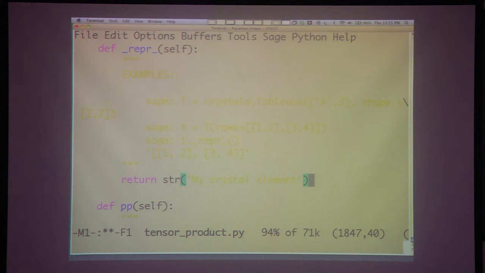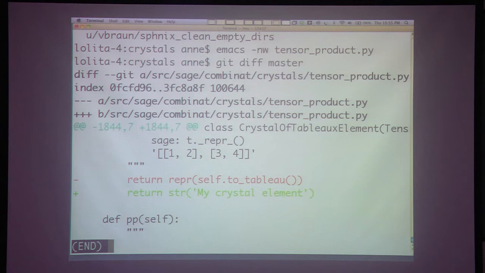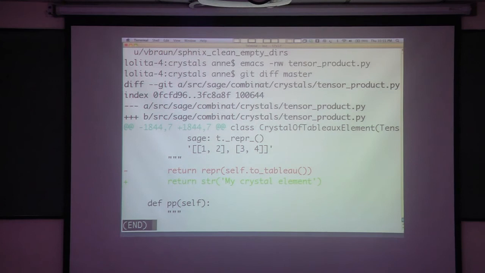So yes, we are saving this, and we can now check git diff master. It shows that we have changed this particular line in the entire Sage code, right? It is in source Sage Combinat crystal and so on, and we changed this line from self to tableau to my crystal element.